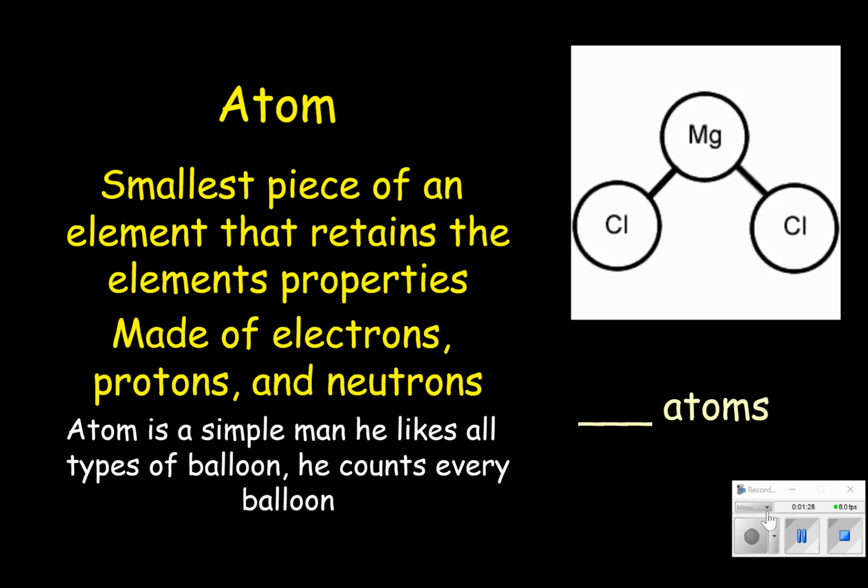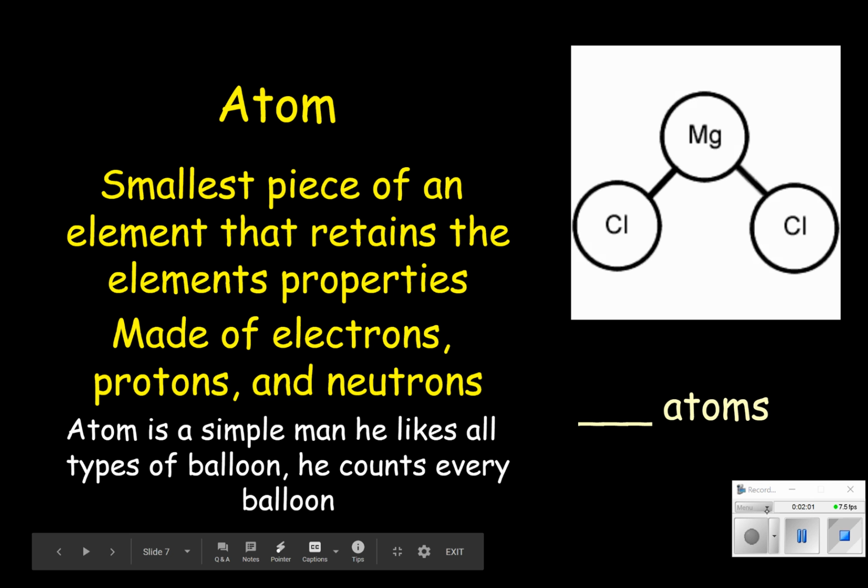In this picture, we're looking at 3 different atoms. You see those circles? Those circles have letters in them. Those letters are symbols. Those symbols tell you what type of atom it is. The one that is Cl, that's chlorine. The one that says Mg, that's called magnesium. And the other one that says Cl is chlorine also.